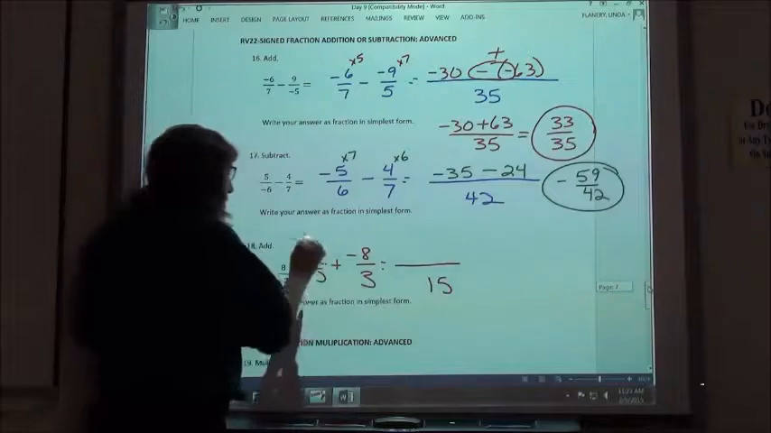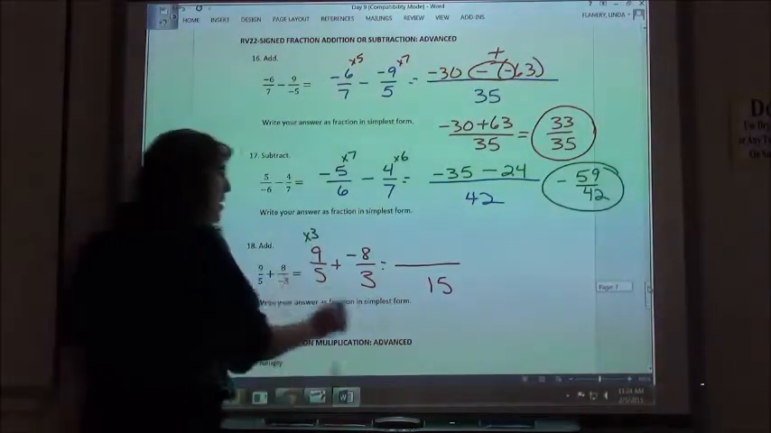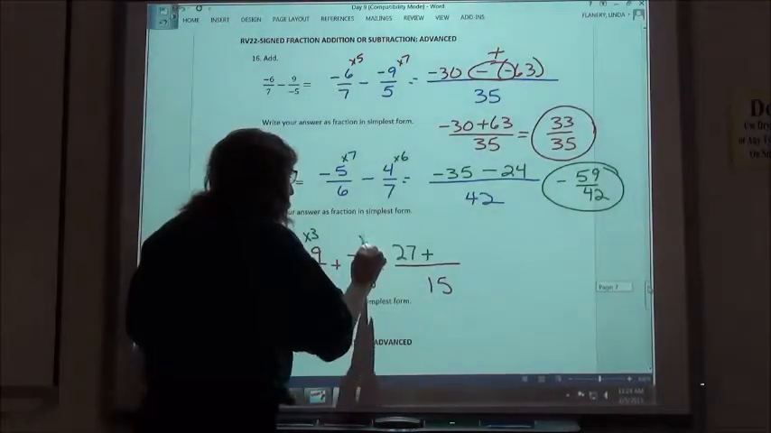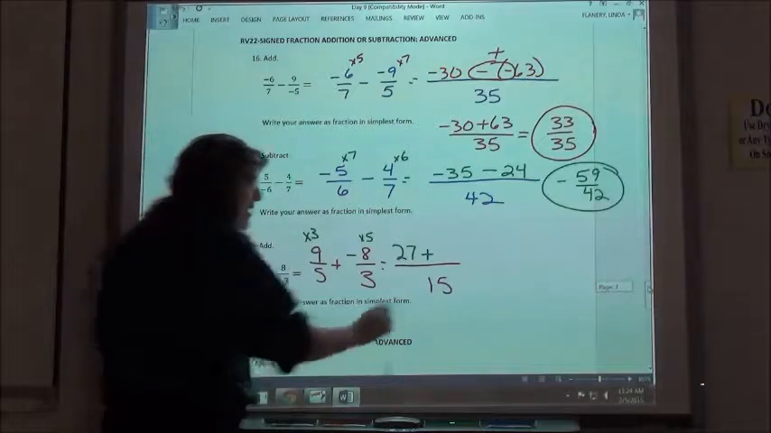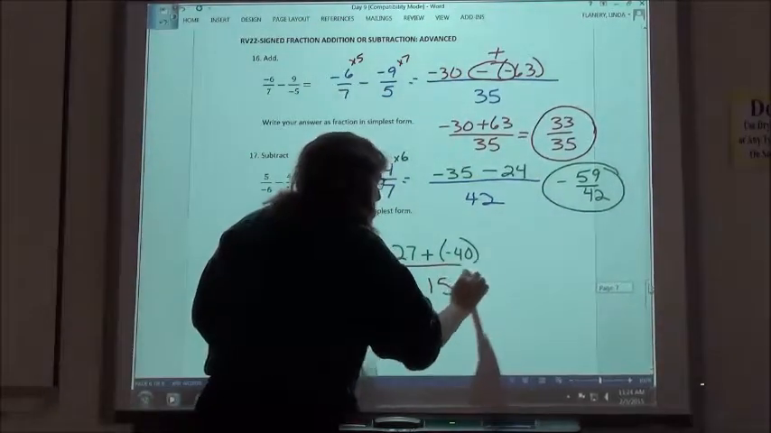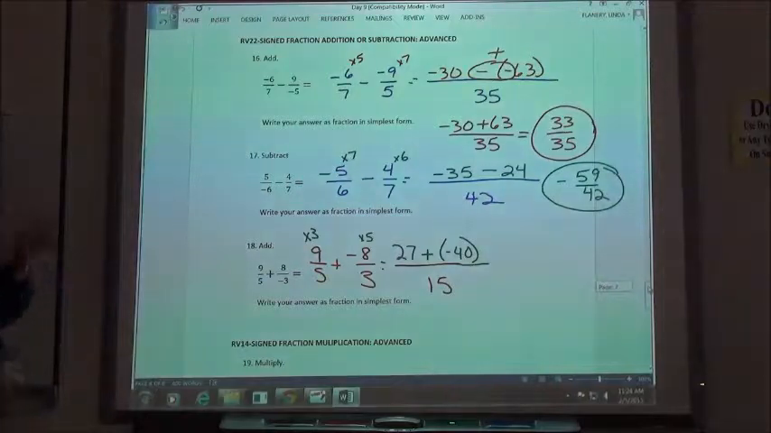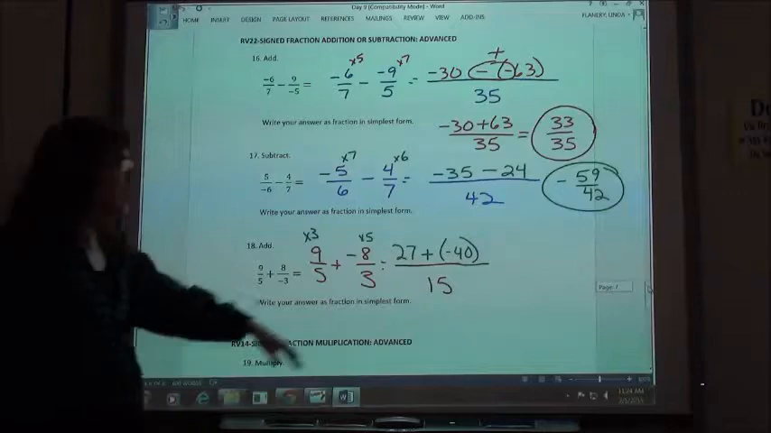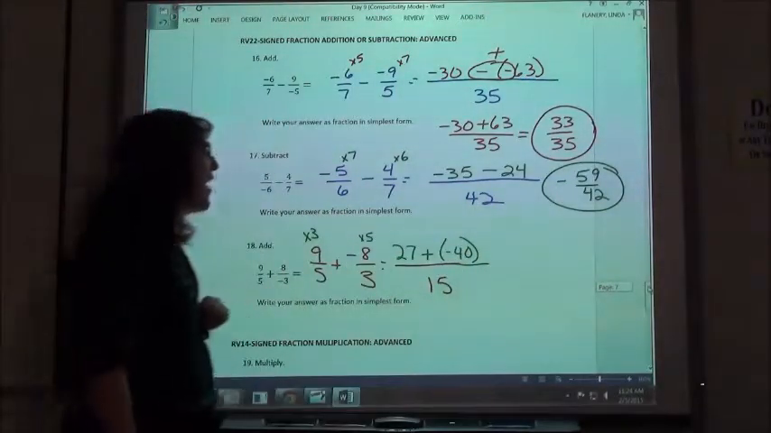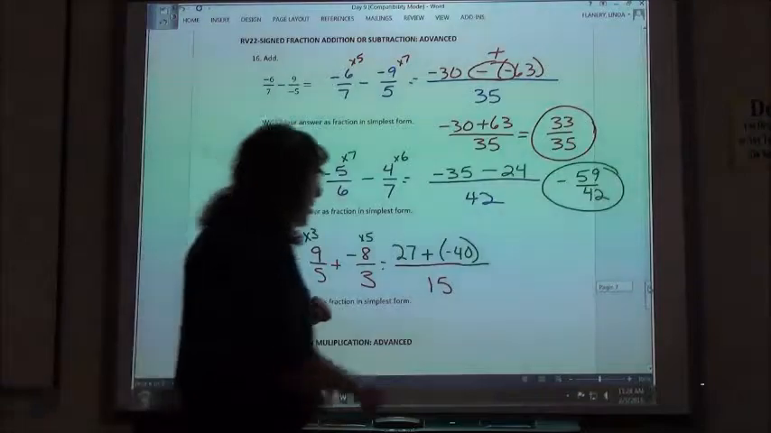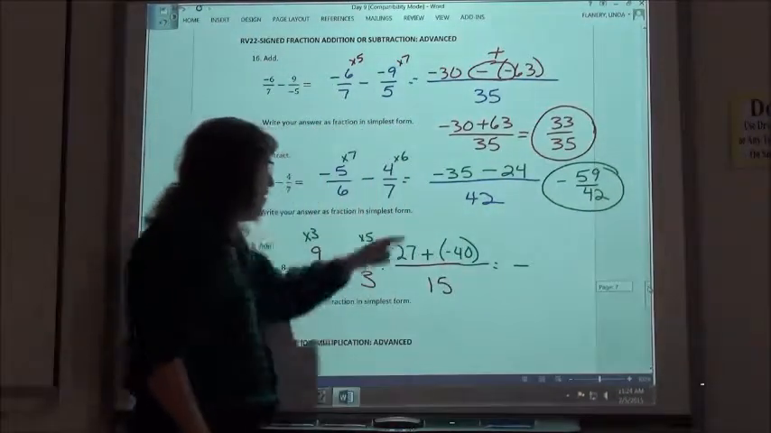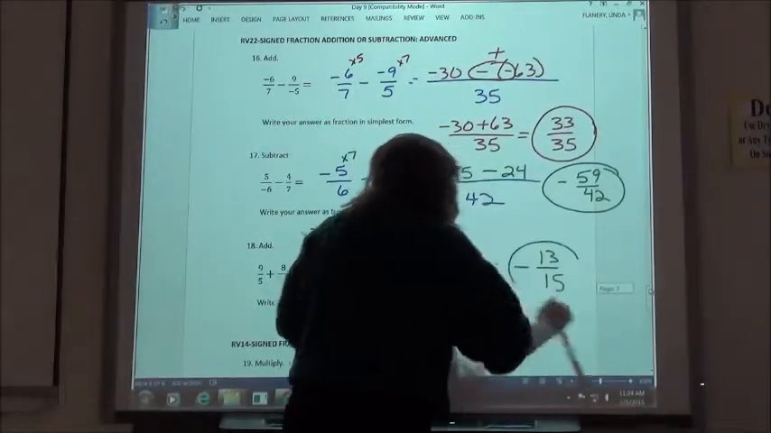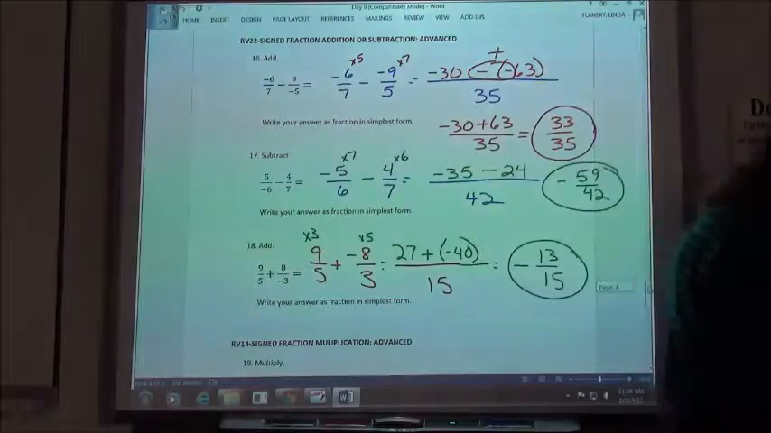5 divides into 15 3 times. 3 times 9 is 27. Plus, 3 goes into 15 5 times negative 8, which is a minus 40. Again, they'll use the parentheses just to separate the positive and the negative sign, the plus and negative. But my rules, this is positive, this is negative. I subtract and take the sign of the larger one. So the larger one's going to give me negative. 40 minus 27 would be 13. So negative 13/15 is going to be my answer.